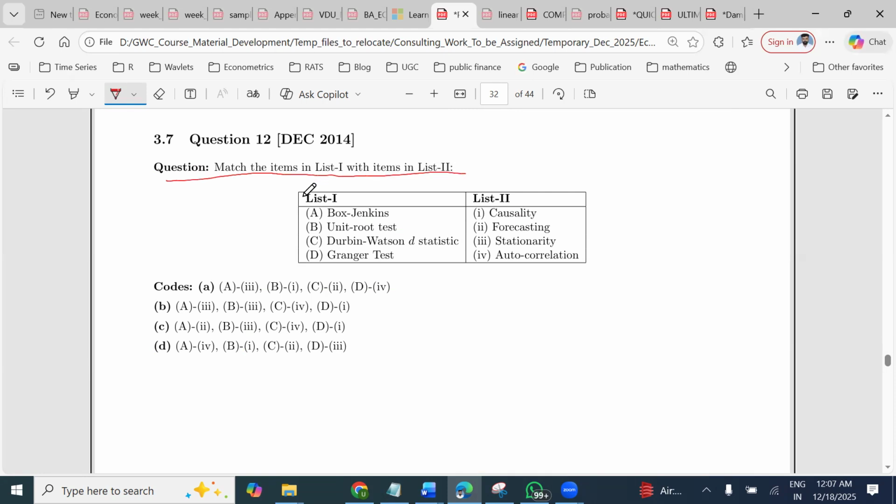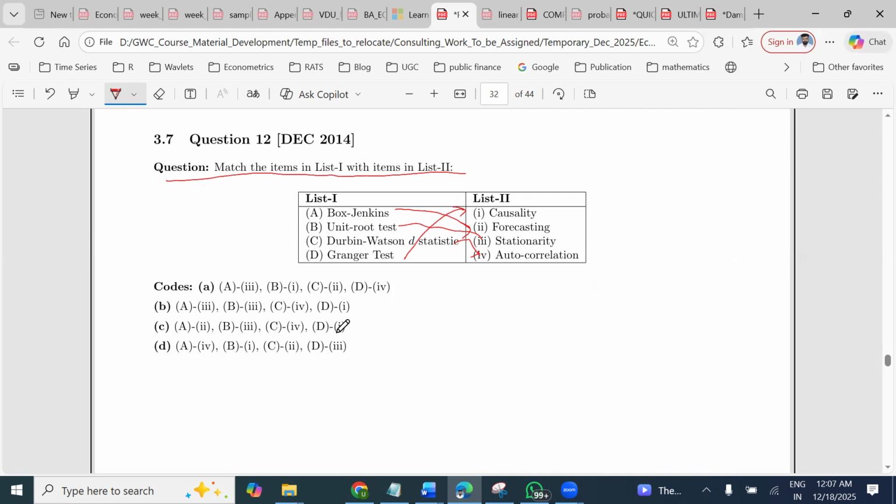This is much easier. Already we know, isn't it? So the Granger test is causality. Durbin-Watson: autocorrelation. Very good. Then the unit root test: stationarity. Then Box-Jenkins: forecasting. Box-Jenkins means forecasting, the ARIMA method.